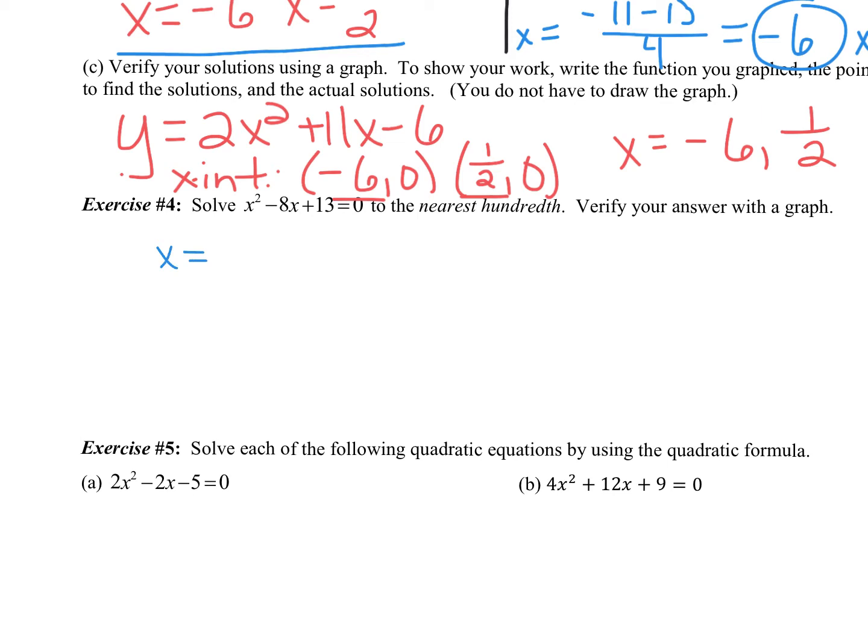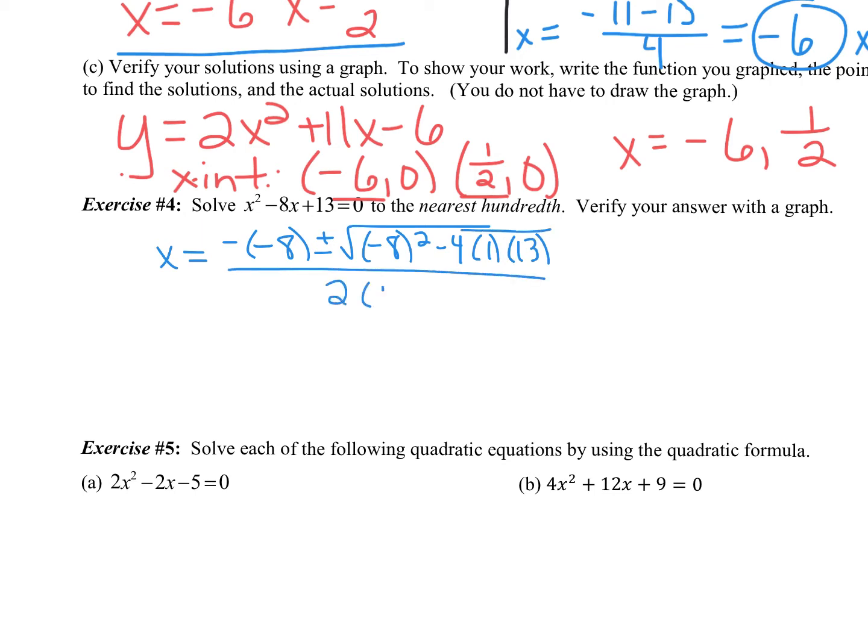So plugging these numbers in, negative b is negative 8 plus or minus the square root of negative 8 squared minus 4 times 1 times 13 all over 2 times 1. Now I want my answers to the nearest hundredth, so there's no need for me to simplify. I can actually type these in my calculator, so I can make a fraction. I'm not going to simplify anything just to show that I do not need to simplify at all, and I will get the right answer.